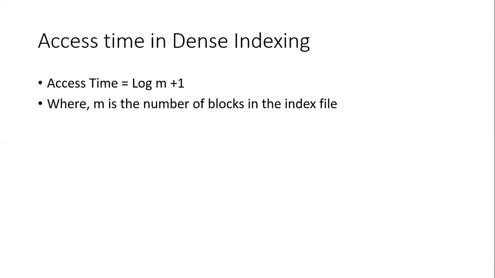After accessing the search entry, we need to perform one more access to reach the record file. Through the pointer we reach the block in which our desired record is present, and to get that record we need to access that block also. Therefore, the total access time will be equal to log to the base 2 of m plus 1.